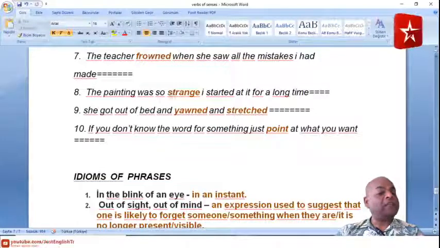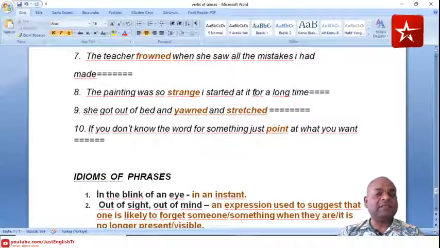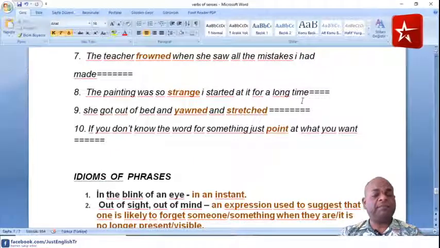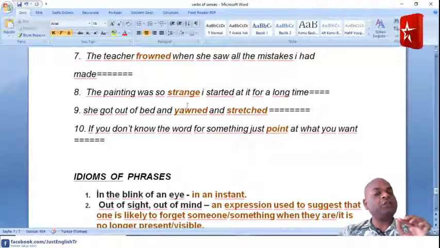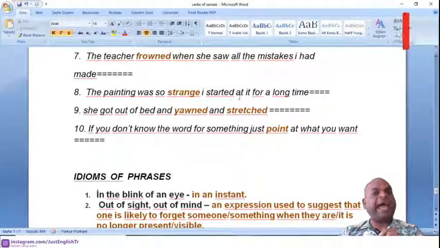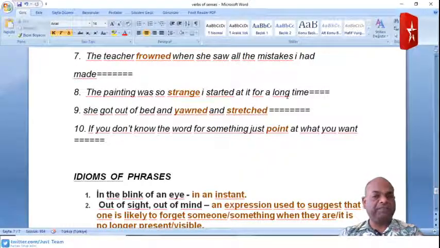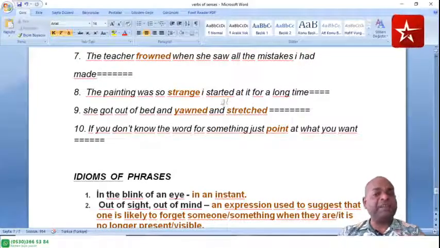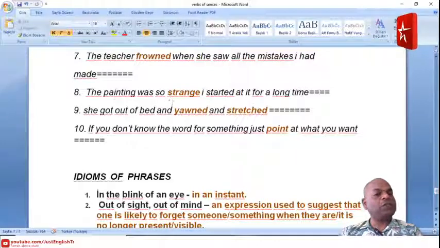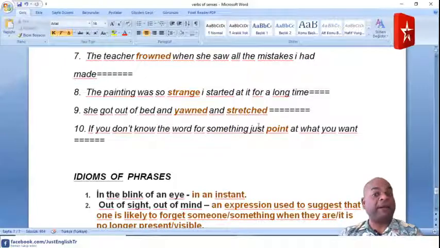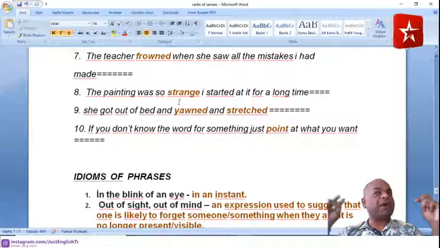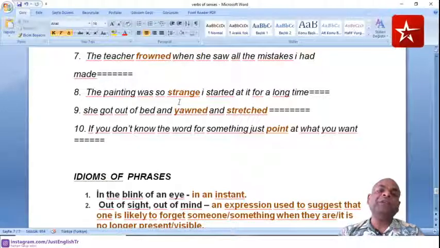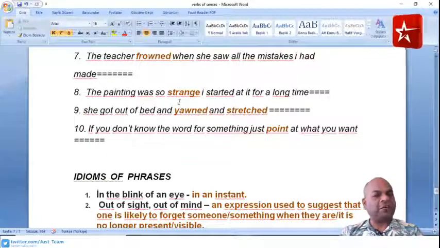Number 8. The painting was so strange, I stared at it for a long time. Guys, this is the word stared, alright? Not started, there's a spelling error. This is stared, like looking. Now, strange, remember guys, if you go into the vocabulary, strange actually means weird, all right?